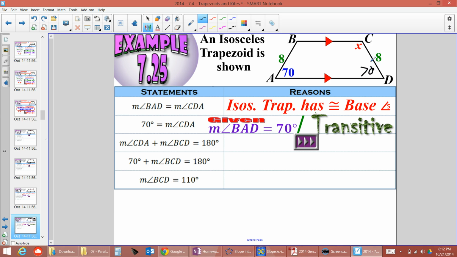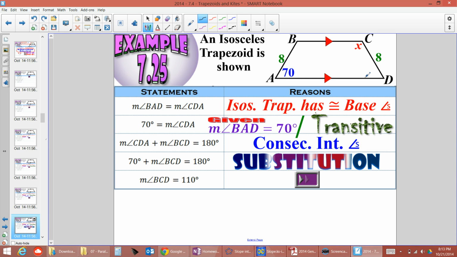So now I say that CDA, this guy right here, plus DCB up here has to equal 180 degrees. Well, these are consecutive interior angles. They form the bucket. So I end up with consecutive interior angles. I substitute in for the CDA as 70, and then I subtract 70 from both sides, and I get DCB as 110. There you go.